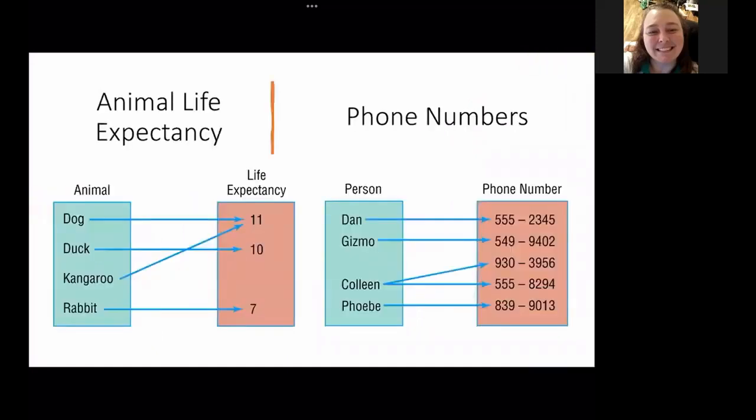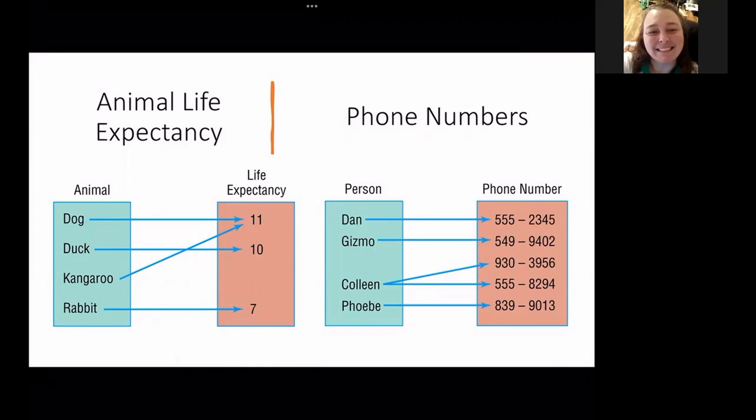Now, some things that we can look at as functions are things such as animal life expectancy and possibly phone numbers. So are these a function? A function means that there is a one-to-one correlation between an x and a y. So for here, let's look at animal life expectancy, and we see a dog, a duck, a kangaroo, and a rabbit. A dog and a kangaroo both have a life expectancy of about 11 years, a duck 10, a rabbit 7. So each one of the animals has a unique life expectancy.